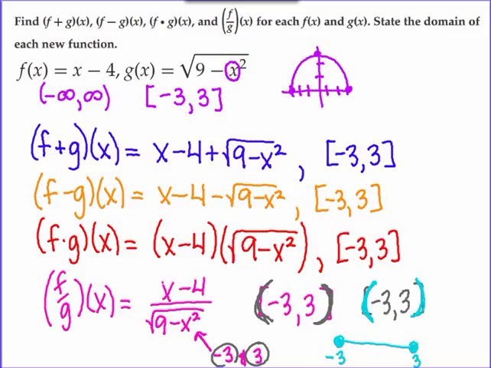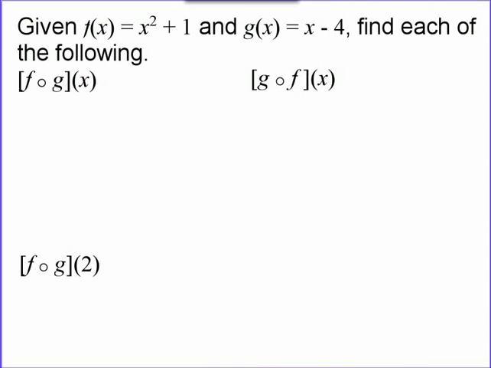So we want to not include negative 3 and positive 3, and this is what we've done by putting the parentheses there. It can't be bigger, because if it was bigger than these two, that's going to be a negative. And so that's why our domain on all of these was from negative 3 to positive 3. Okay, so now we're going to talk about composition of functions.